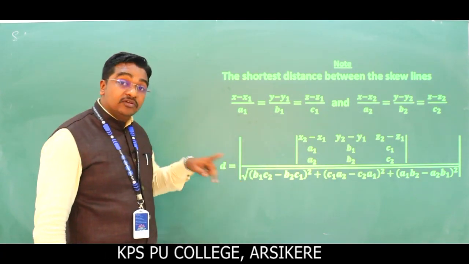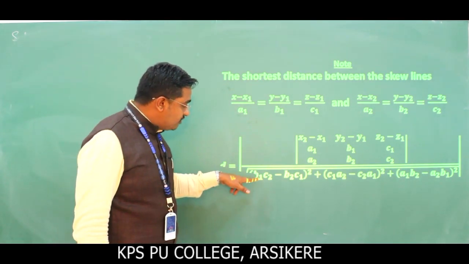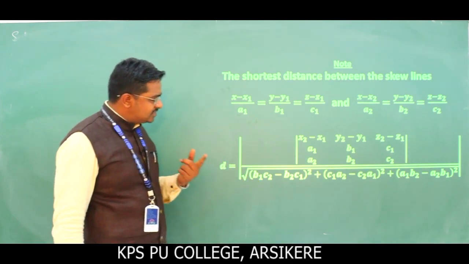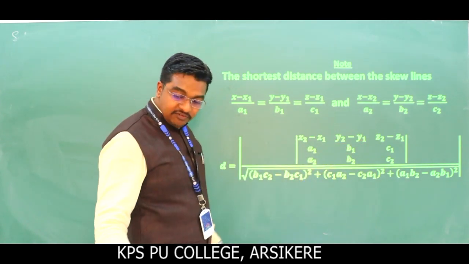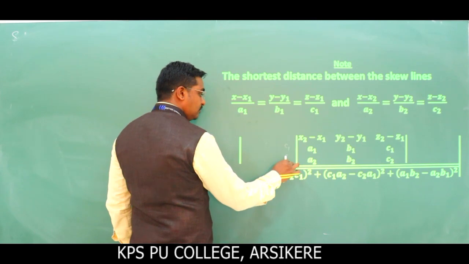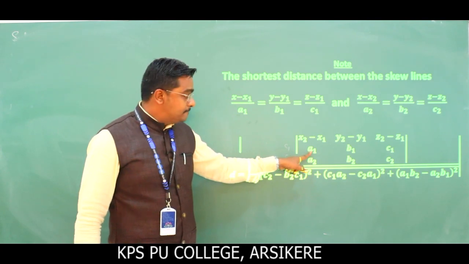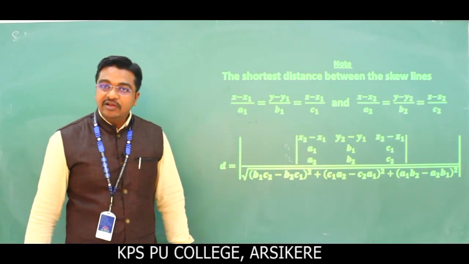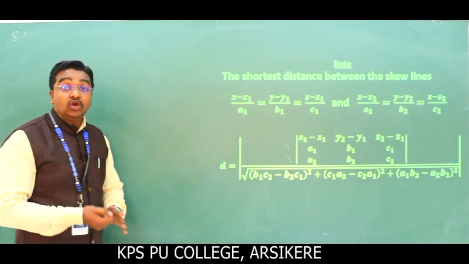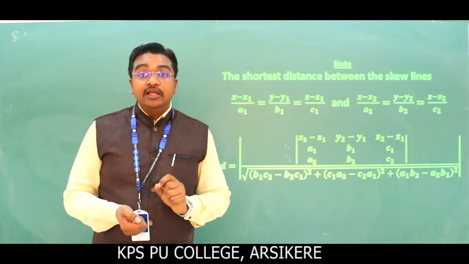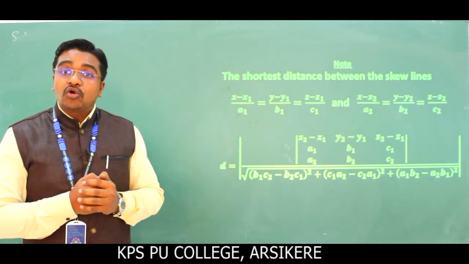whole divided by square root of, from the vector formula, the magnitude of b1 cross b2, which here is the square root of b1 c2 minus b2 c1 whole square, plus c1 a2 minus c2 a1 whole square, plus a1 b2 minus a2 b1 whole square. This is the square root of that. So note 1 and note 2 are the methods to find the shortest distance between two skew lines when they are given in vector form as well as in Cartesian form.